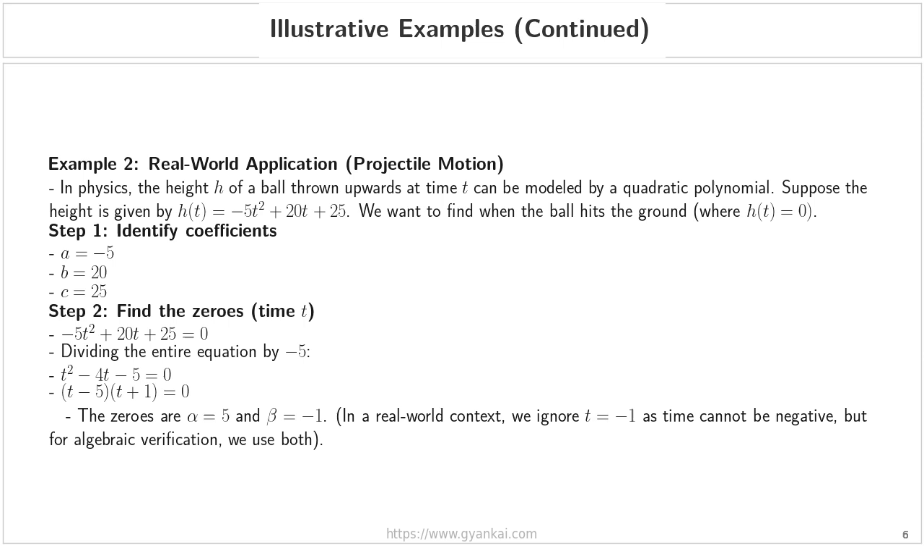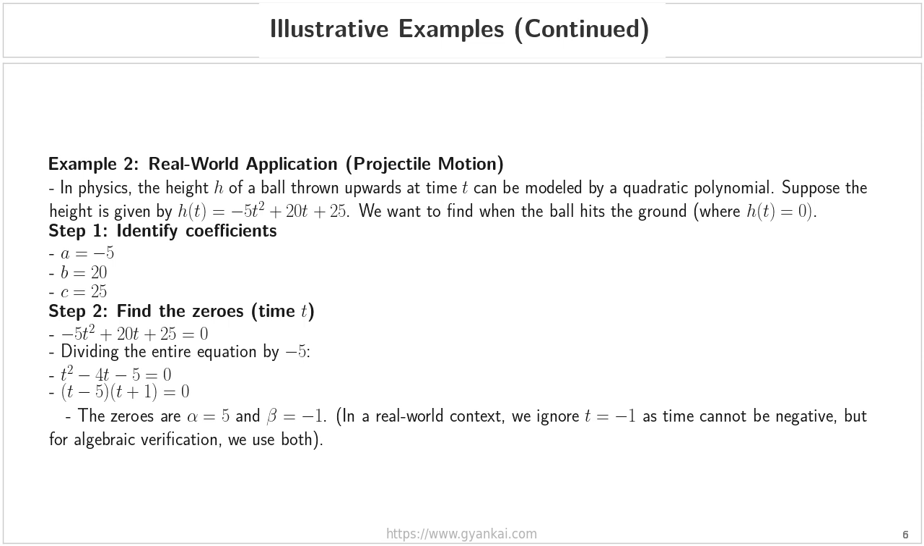We start with our equation, negative 5t squared plus 20t plus 25, and set it equal to 0. To make this easier to factor, let's divide the entire equation by negative 5. This leaves us with t squared minus 4t minus 5 equals 0. Now we can factor this quadratic into the product of two binomials, t minus 5 and t plus 1, all equals 0. This gives us two zeros, alpha equals 5 and beta equals negative 1.